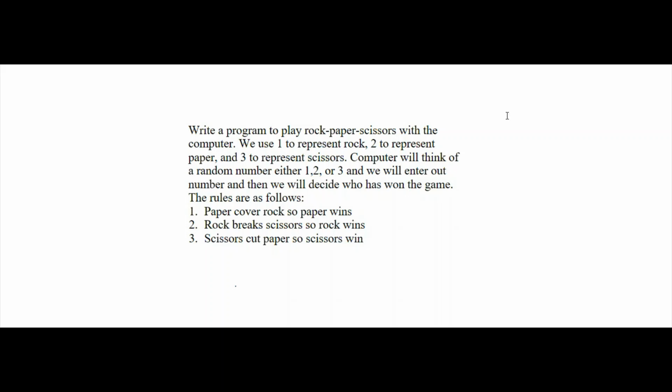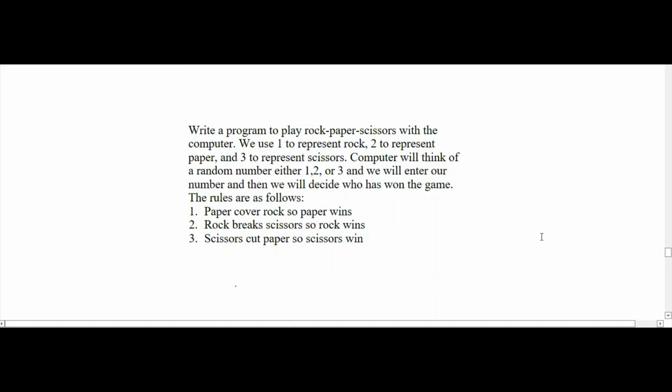If the user enters 1, that means they are choosing rock. If the user enters 2, they are choosing paper. If the user enters 3, they are choosing scissors. The computer at the same time will choose a random number between 1, 2, and 3, and we will enter our number. Then we will decide who has won the game by using this rule.